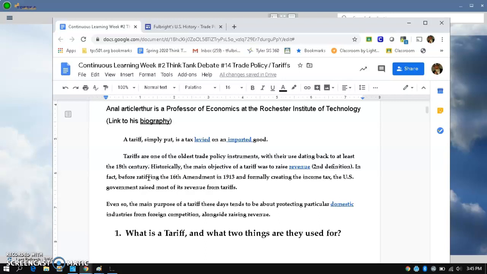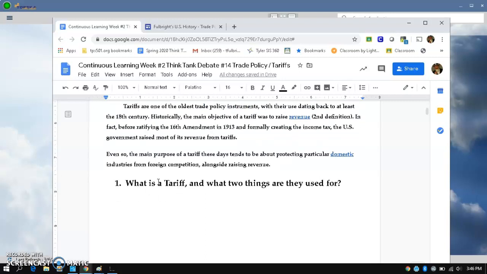In fact, before ratifying the 16th Amendment in 1913 and formally creating the income tax, the U.S. government raised most of its revenue from tariffs. Even so, the main purpose of a tariff these days tends to be about protecting particular domestic industries from foreign competition, alongside raising revenue. You need to tell me what a tariff is and what two things they're used for.